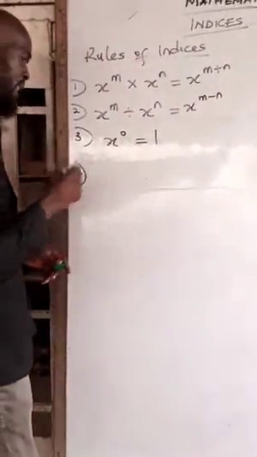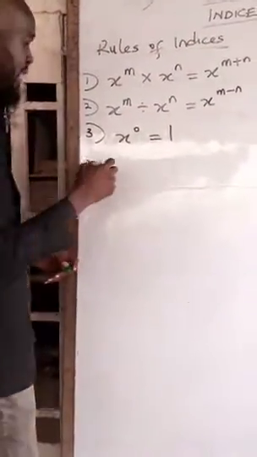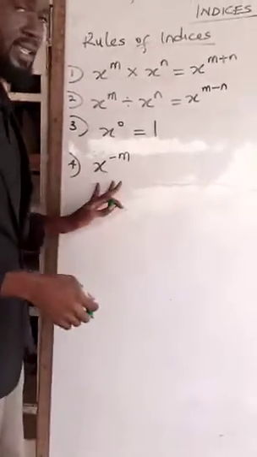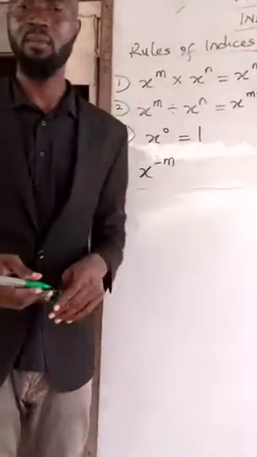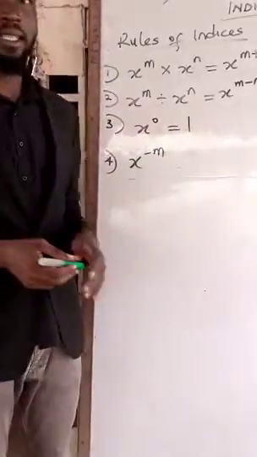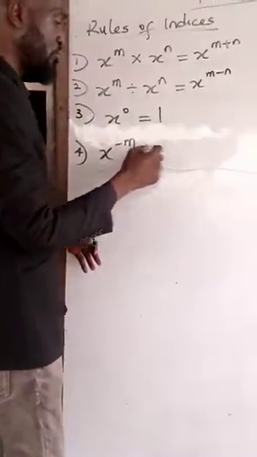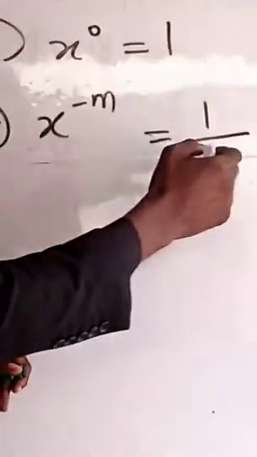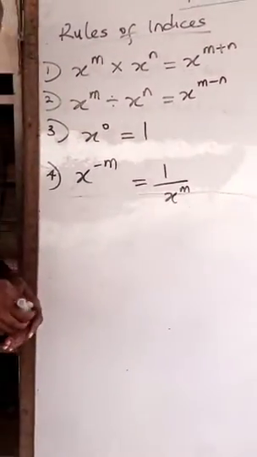Now rule 4, that's the negative power rule. If we have a negative power like this, x raised to power minus m, the power is now negative. What the rule says we should do here is that this negative becomes 1 over, then we have x raised to power m. That is rule 4.